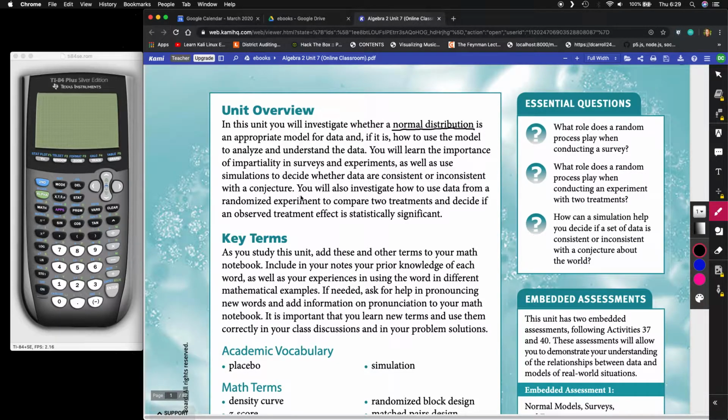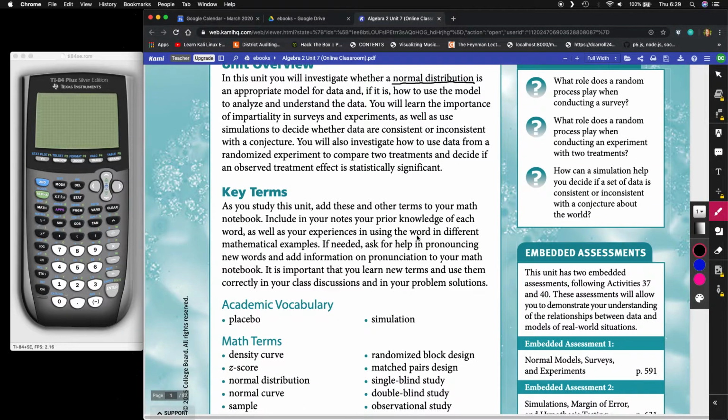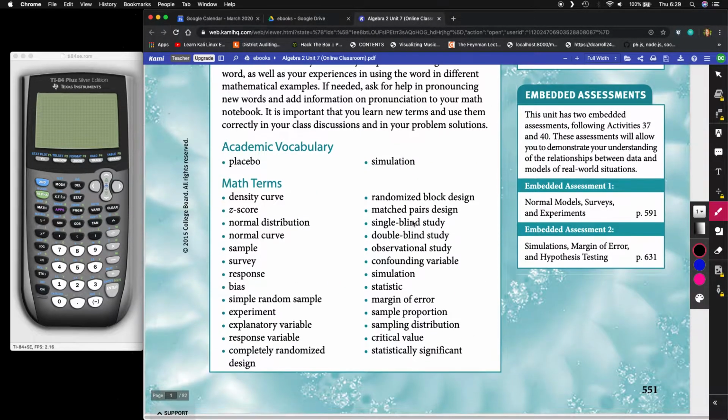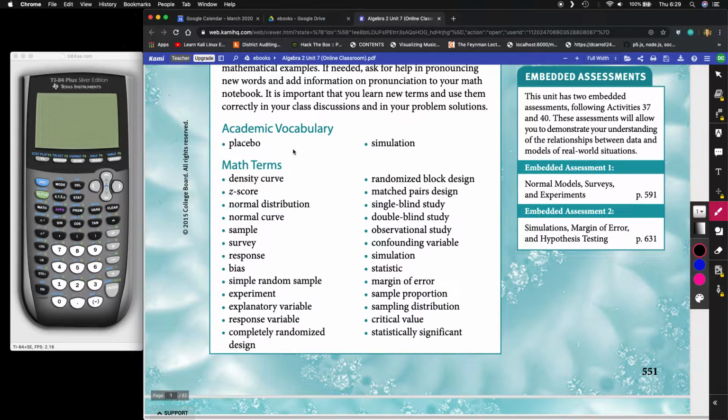You will also investigate how to use data from a randomized experiment to compare two treatments and decide if an observed treatment effect is statistically significant. All right, so I'll scroll down and take a look at some of these terms, and I'll briefly touch on each one of these. Some of these you may have heard of, some you may not.